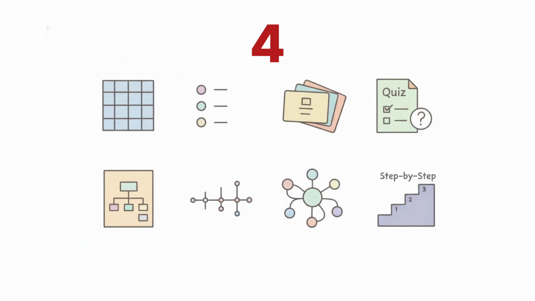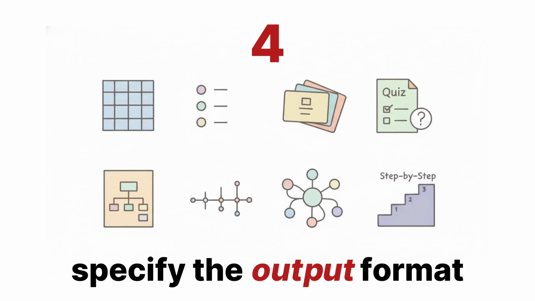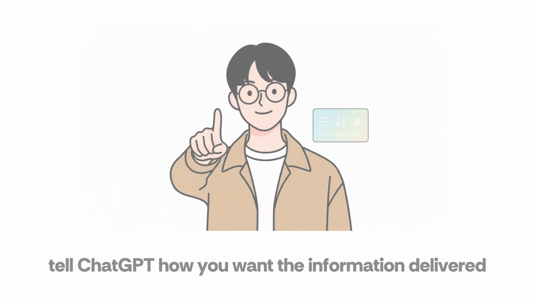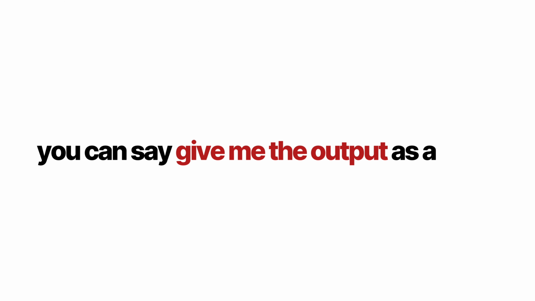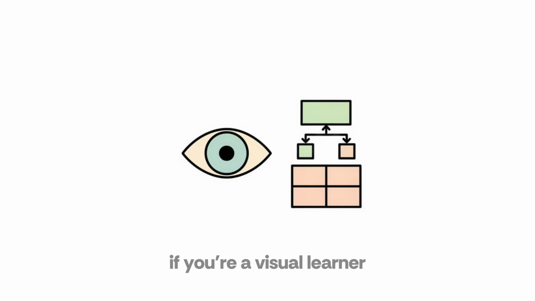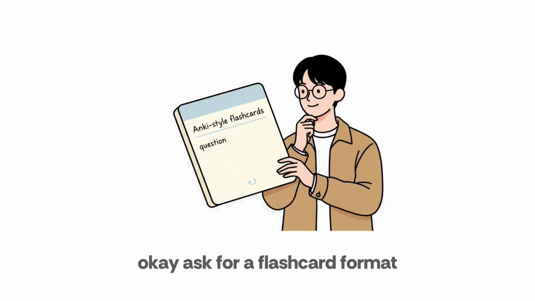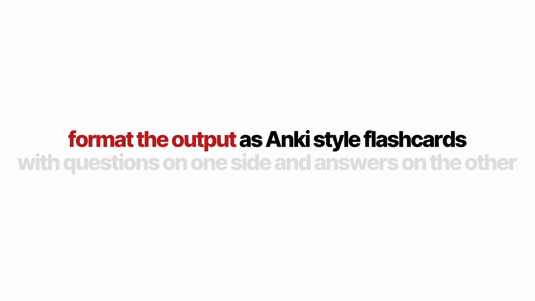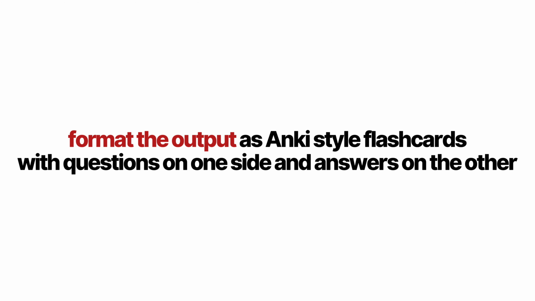Finally, step 4. Specify the output format. Tell ChatGPT how you want the information delivered. You can say, "Give me the output as a table, a bullet point, flashcards, a quiz, simplified analogy, or a step-by-step breakdown." Format controls usability. If you're a visual learner, ask for diagrams or tables. If you memorize through repetition, ask for a flashcard format. For example, format the output as Anki-style flashcards with questions on one side and answers on the other.